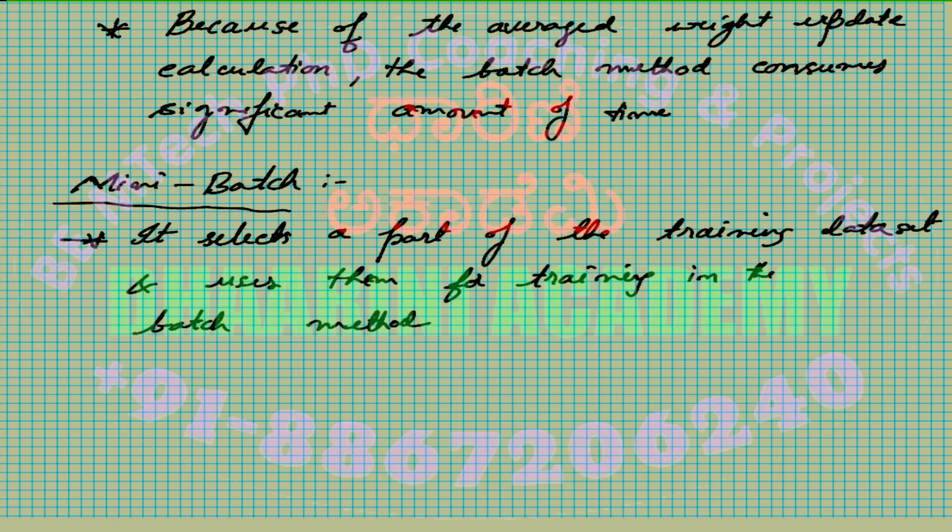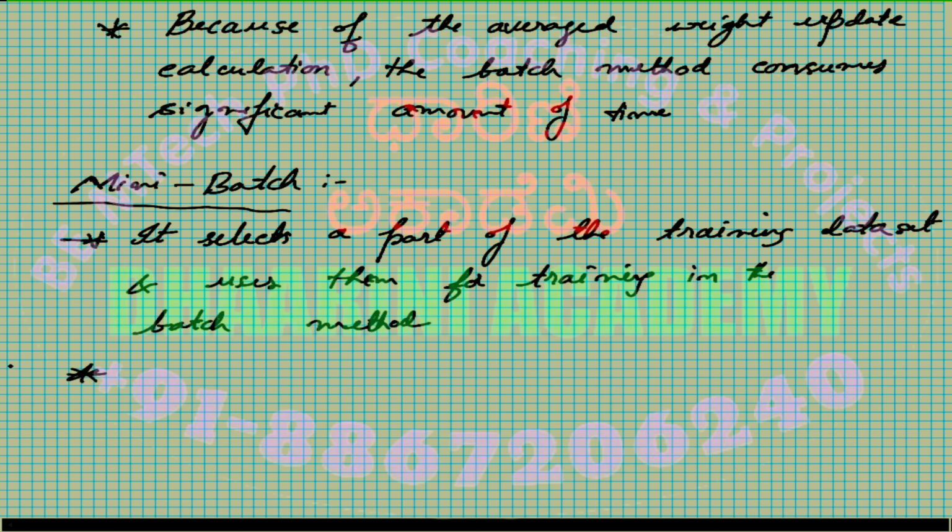So what happens here? It calculates the weight updates of the selected data and trains the neural network with the averaged weight update. All right, so let me write that point as well over here.